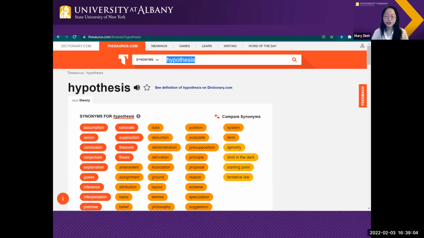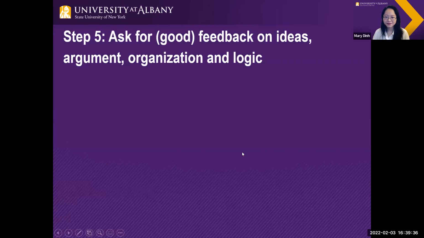Another thing is, do you want to diversify your word choices? You don't want to repeat a word again and again. So a dictionary called a thesaurus will help you. For example, I don't want to use the word hypothesis all the time in my essay. So when I plug hypothesis in here, I can see different words that I can use to substitute it. So it increases my word variety and diversity.